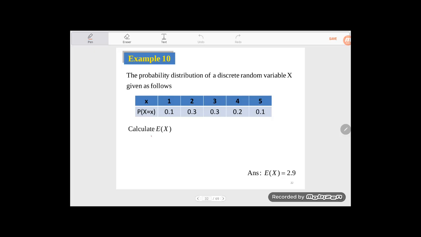So the expectation of X is equal to the summation of x times the probability of x. What we need to do is just multiply the values of x with the probabilities. So 1 times 0.1 plus 2 times 0.3 plus 3 times 0.3 plus 4 times 0.2 and 5 times 0.1. Eventually, we will get the value of the expectation equal to 2.9.